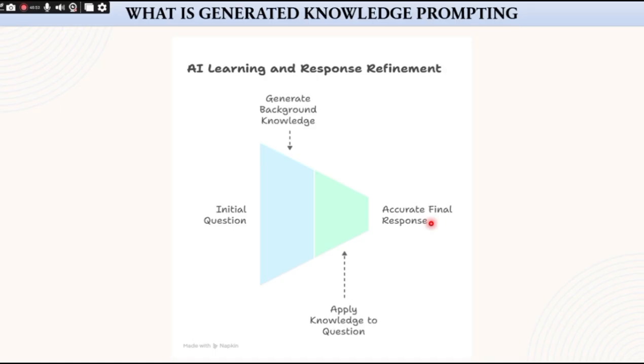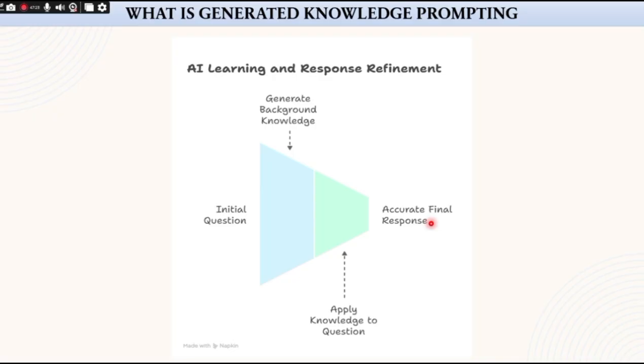Now, let's see a definition for generated knowledge prompting. It is a technique where intermediate knowledge is first produced by the language model, which is then used as a part of the input to generate a more accurate or informed final response. In simple words, the model teaches itself first and then uses what it just learned to solve the task.